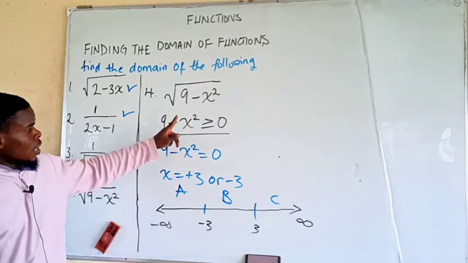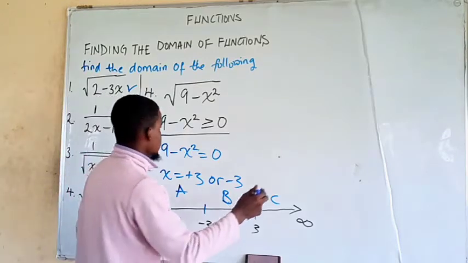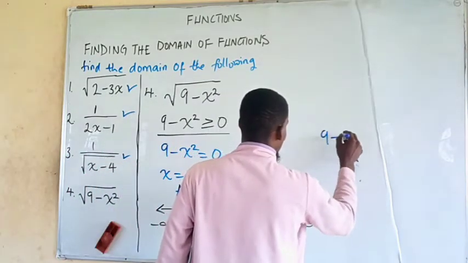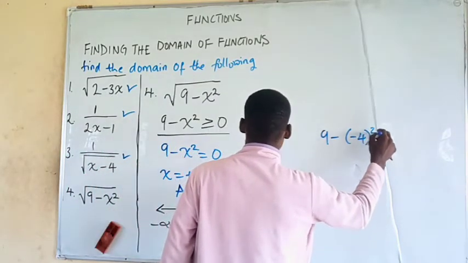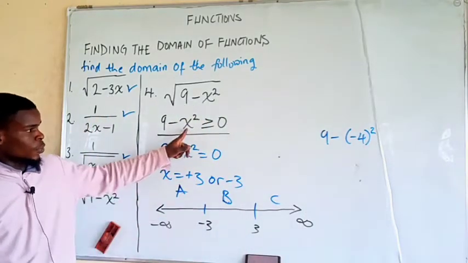We're going to substitute into x, all right? So negative 4 in place of x will give us 9 minus negative 4 squared. Good. So that's what I've just done. I picked negative 4 from here and put it in place of x.